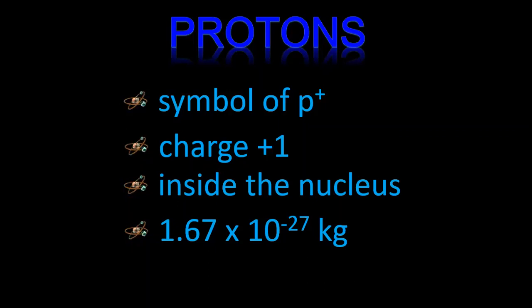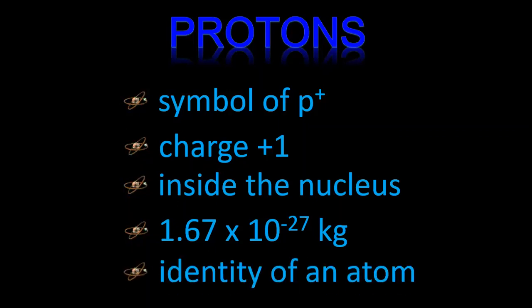Anyway, the importance of protons is that they identify what kind of atom we have, all right? The number of protons in the nucleus tells you what kind of atom you have. That is what we call the atomic number. So hydrogen has one proton. The nucleus of all atoms with one proton are hydrogen. Okay, so that tells you the identity of an atom, which we know as the atomic number.